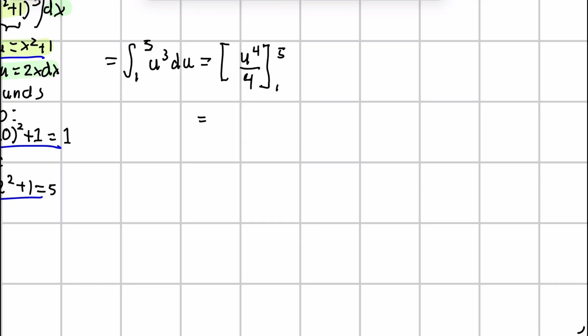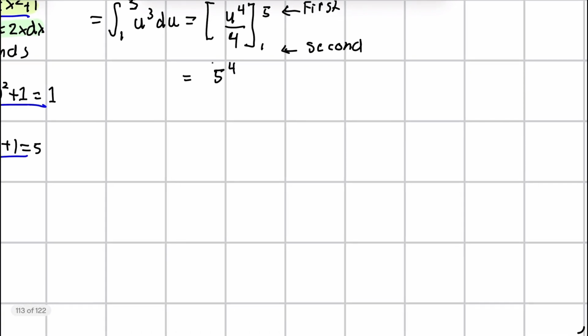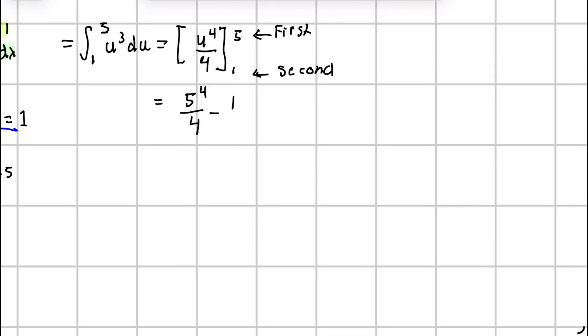So basically we have 1, right? Or we have 5, right? So we're going to do 5 first. This is going to be your first number, and then this one's going to be the second one you have. So you have 5 to the power of 4. You just put 5 for u, right? And then we divide that by 4. And then we're going to subtract 1 to the power of 4 and divide that by 4.